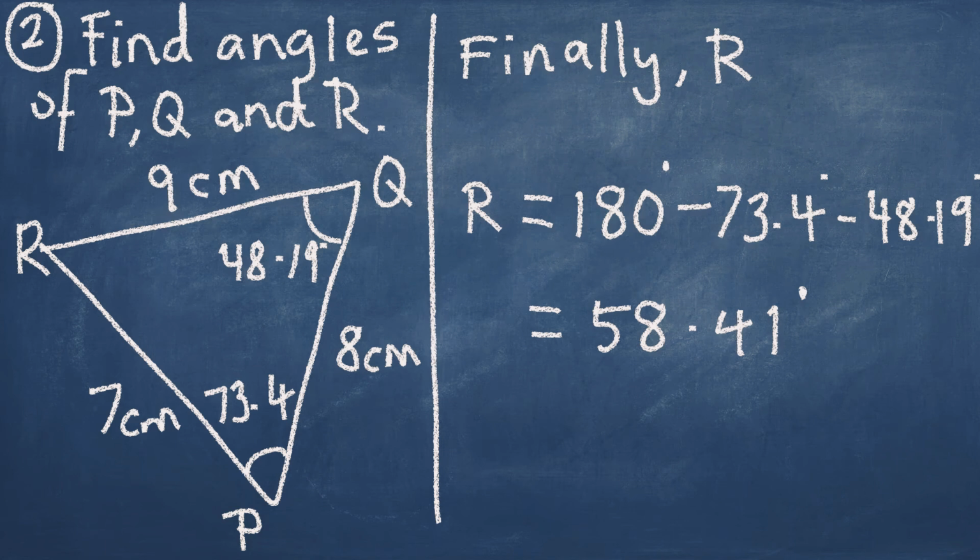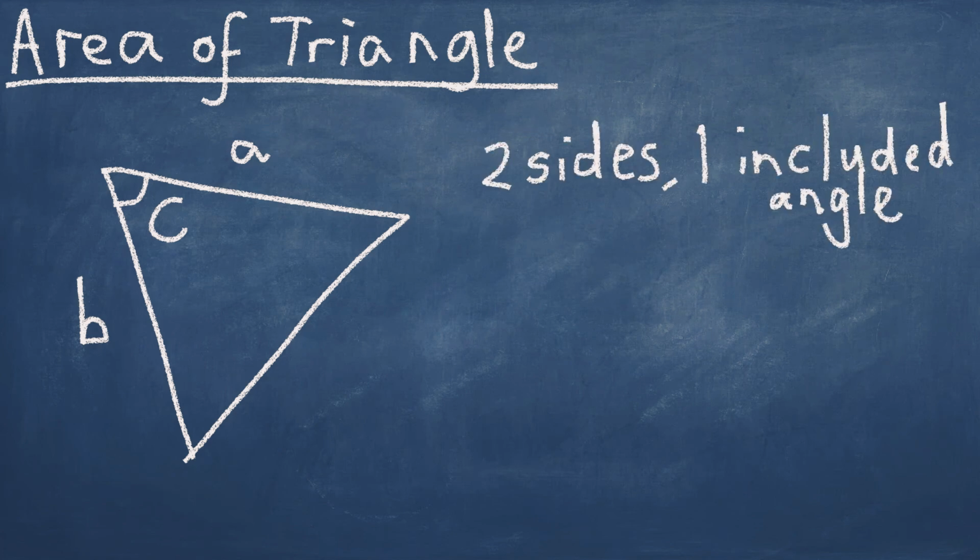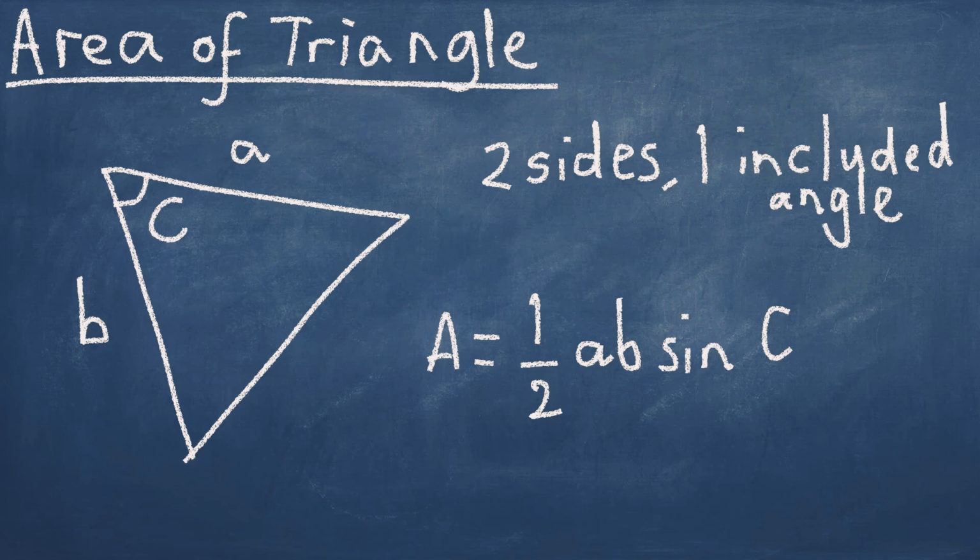Alright, next we're gonna talk about the area of a triangle. This is similar to the cosine rule concept. You have to find two sides and one included angle in between the two sides given. So make sure that you have the two sides and one included angle. The two sides meet at that particular angle, and that is when you use the formula. So the formula goes like this: 1/2 AB sine C. So this is the formula to find the area of a triangle.